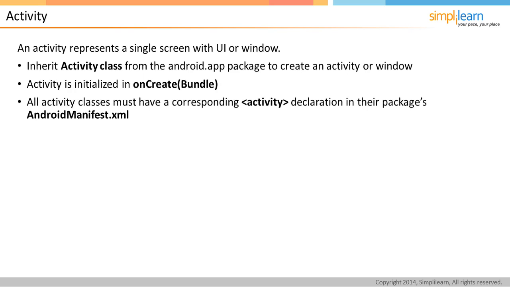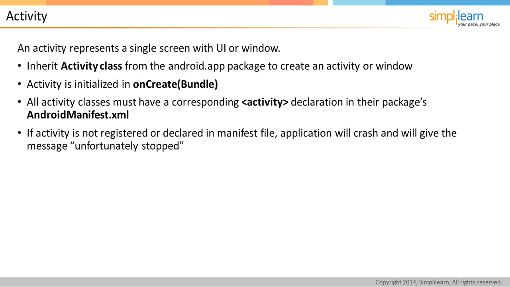All activity classes must have a corresponding activity declaration in their package's AndroidManifest.xml. If we do not register or declare activity in manifest file, the application will crash and will give the message, "Unfortunately stopped." Manifest is a simple XML file which keeps track of all required information about an application, such as version, permissions required, activities, services, broadcast receiver, and content provider. In the next slide, we will discuss the life cycle of an activity.